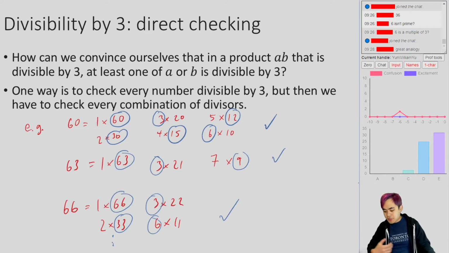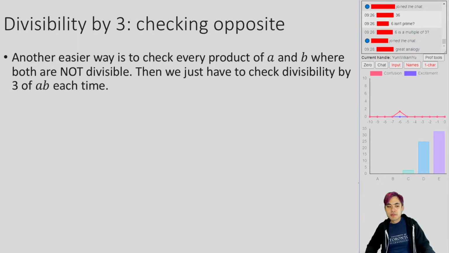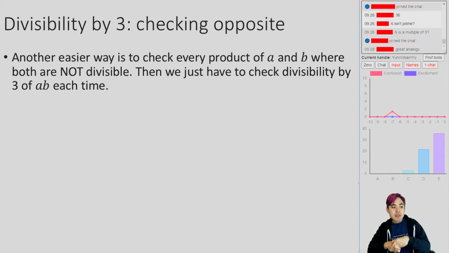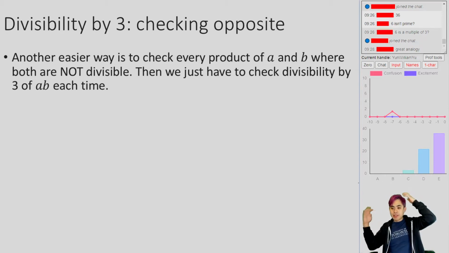Okay, so I'll go ahead and tell you the answer, since it's a little bit subtle. But the other thing you can do is check the opposite. Instead of checking if you have a number that's divisible by 3 and it breaks up into two numbers divisible by 3, you can check that if a number isn't divisible by 3, and when you multiply them together, it's still not divisible by 3. So you check every combination of that. But then you only have to check the divisibility by 3 of AB each time you multiply things together. One way of doing that is to have a times table of all the numbers that are not divisible by 3.